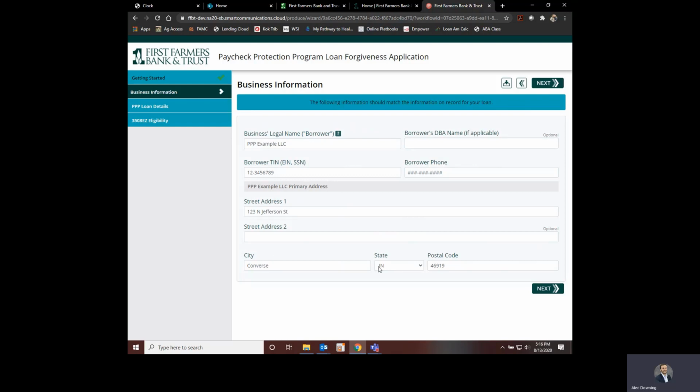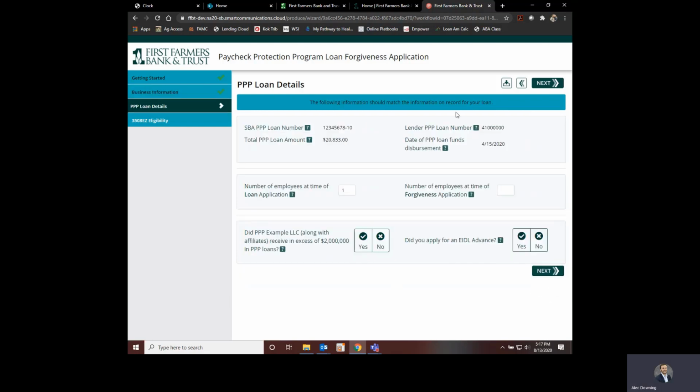So a lot of this, again, should pre-fill for you, your tax ID number, which is your EIN or your social if you're a sole proprietorship, most likely, and file Schedule C. Borrower phone number, you will need to input that. I'm just going to put in the phone number here at our headquarters here in Converse. The street address should pre-fill, and again, this is all the information of our bank location, branch, and headquarters here in Converse. Again, all of this should pre-fill.